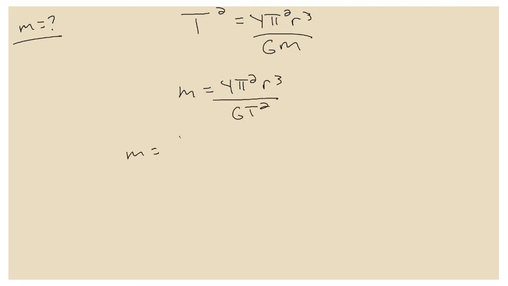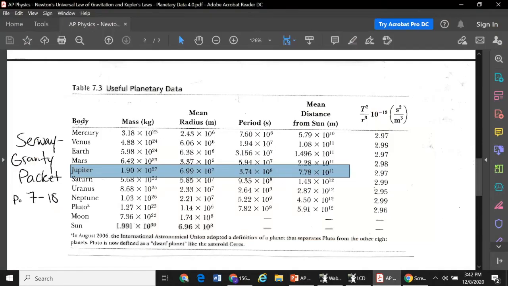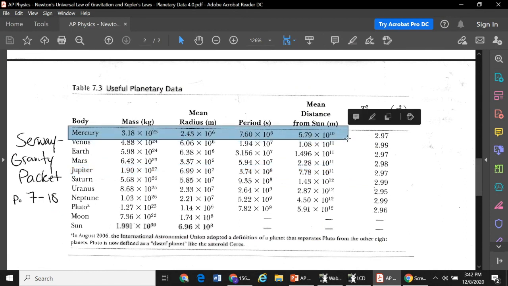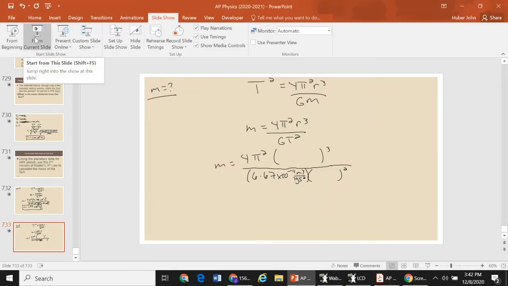And so that means the mass is going to be 4 pi squared times the r of the planet we choose over G, 6.67 times 10 to the negative 11 meters cubed per kilogram second squared, times the period of whatever planet we're going to choose squared. And we picked Jupiter, so let's go ahead and pick the smallest one. We have Mercury with a mean distance from the sun of 5.79 times 10 to the 10 meters and a period of 7.60 times 10 to the 6 seconds.